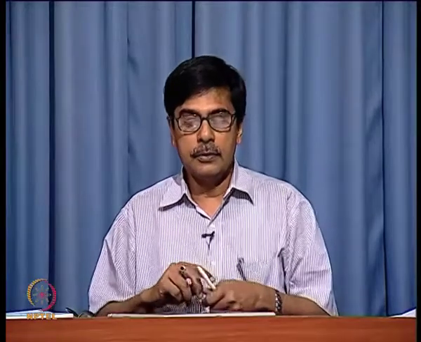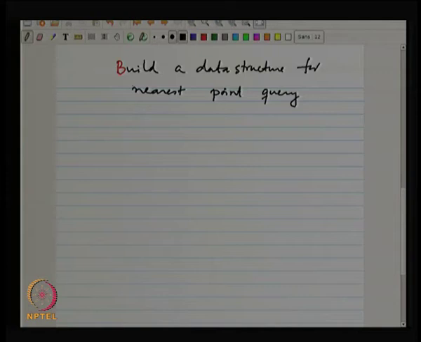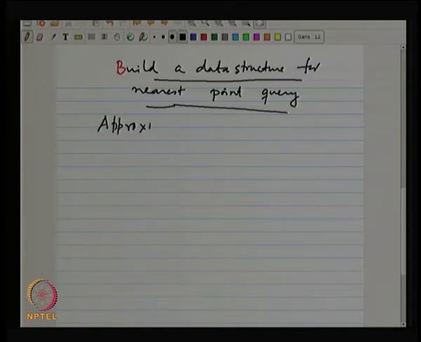Right. So then, one compromise we can make is that instead of looking for the exact nearest point to a query, we can think in terms of what are called approximate nearest neighbors. And what's the approximate nearest neighbor? So, approximate nearest neighbor will be actually parameterized by something called epsilon. Let us call it epsilon approximate nearest neighbor.